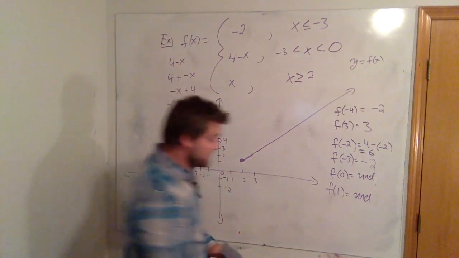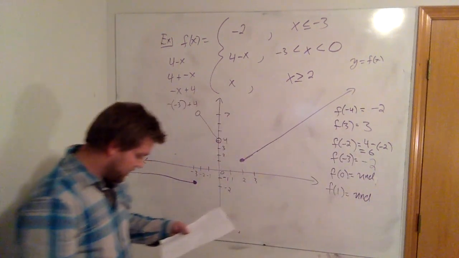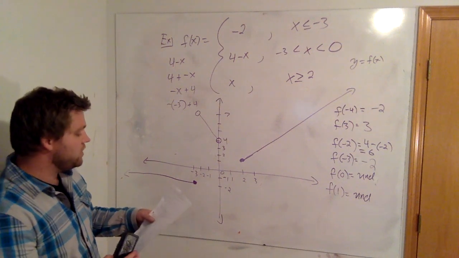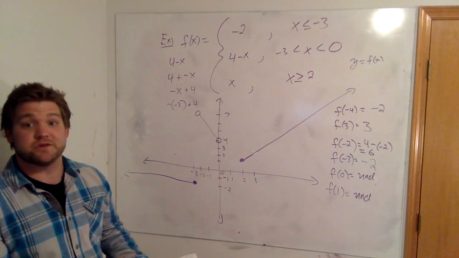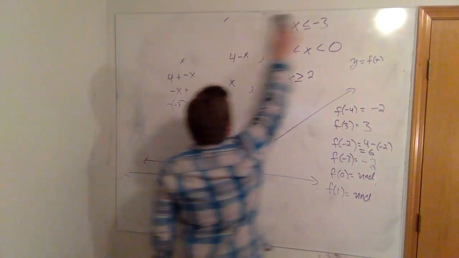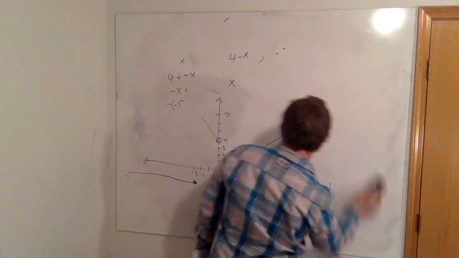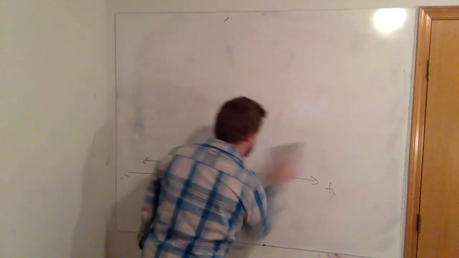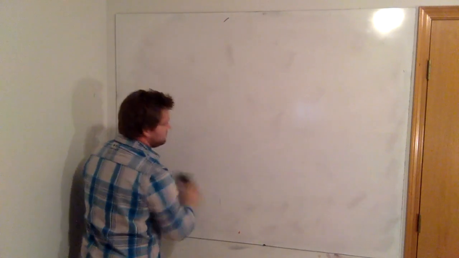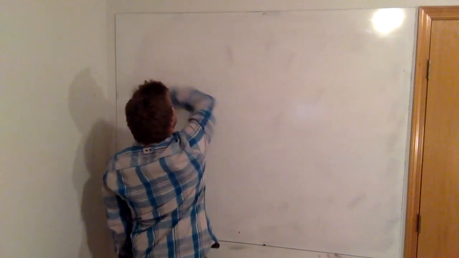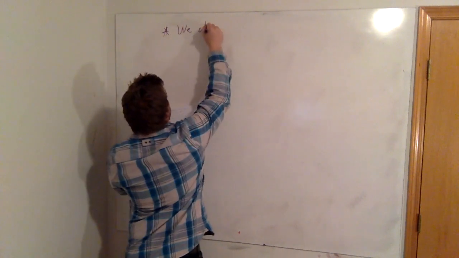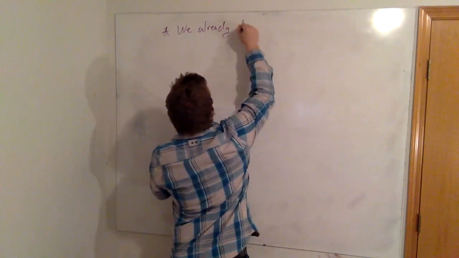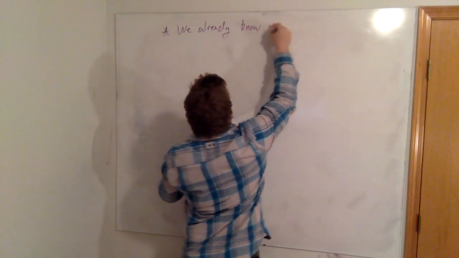Let's do another example. What I would like to do here is talk about some piecewise functions that we actually already know, but maybe don't realize that they're piecewise. There's a toolkit function that is defined piecewise, or that we can see defined piecewise. What I'd like to say here is we already know a piecewise function.